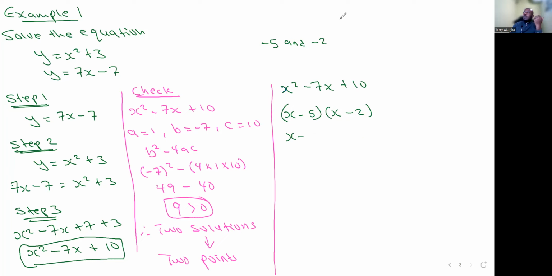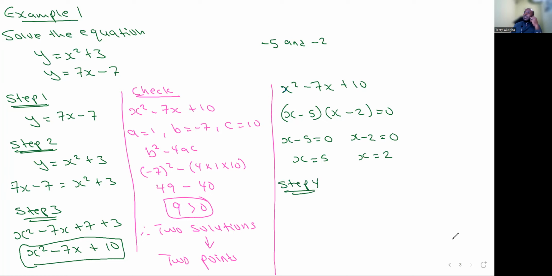Or let me put it in a better way. So basically what I'm saying is this is equal to 0. So that means it will be x minus 5 is equal to 0 and x minus 2 is equal to 0. Take minus 5 to the other side. So x will be equal to 5 and x will be equal to 2.